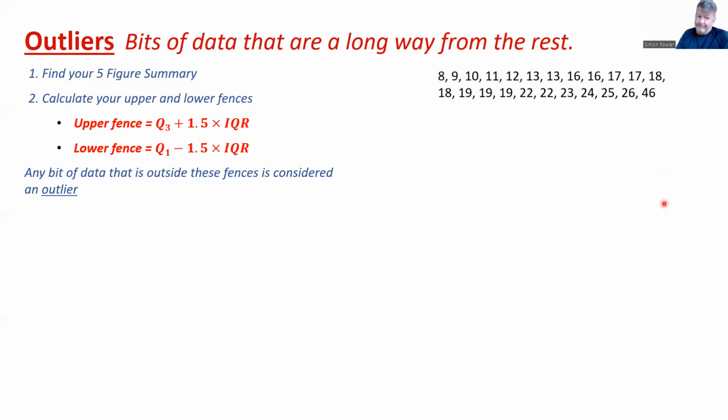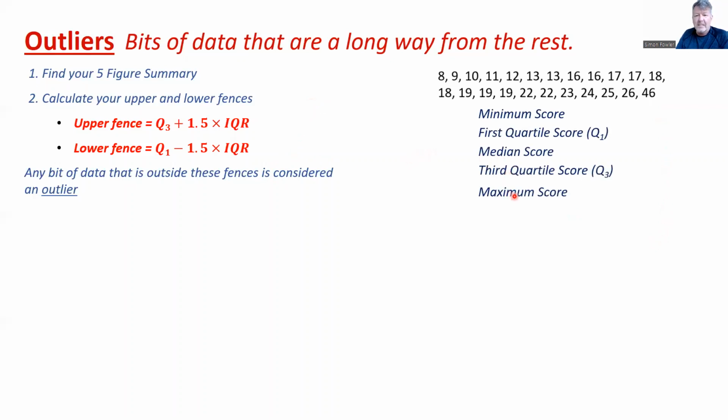So what do we do? Number one, 5-figure summary. We've got minimum, first quartile, median, third quartile, and maximum. So our minimum score is 8, obviously. Our maximum score is 46. Now, we need to find the median. That's n plus 1 over 2. There we go. There's 23 bits of data there. So what we do is 23 plus 1 over 2, which is our 12th bit of data. Let's count it. 1, 2, 3, 4, 5, 6, 7, 8, 9, 10, 11, 12. There's our 12th bit of data, which is 18.